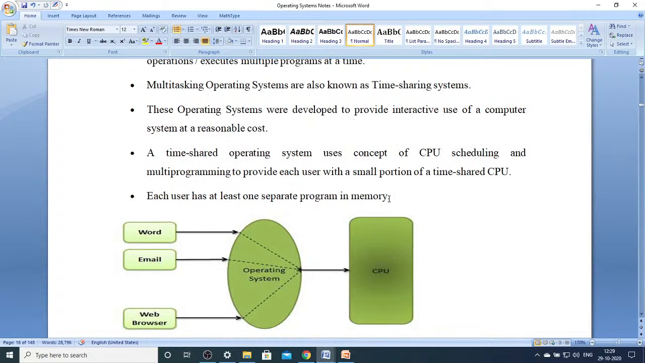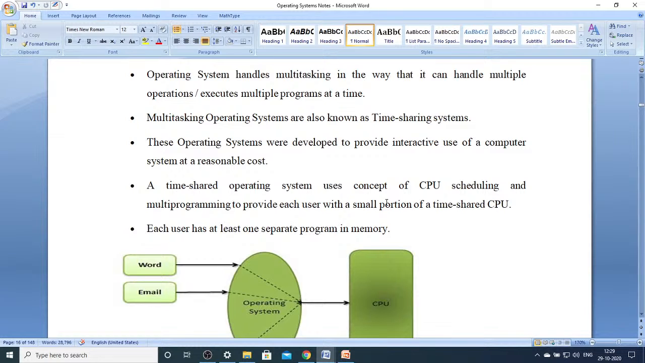And then we discussed the time sharing systems. Time sharing systems are quite similar to multi-programming, with the only difference that in multi-programming, user interaction will not be there, whereas in time sharing systems, user interaction can be there. This is the key difference you need to address when you talk about multi-programming or time sharing systems.